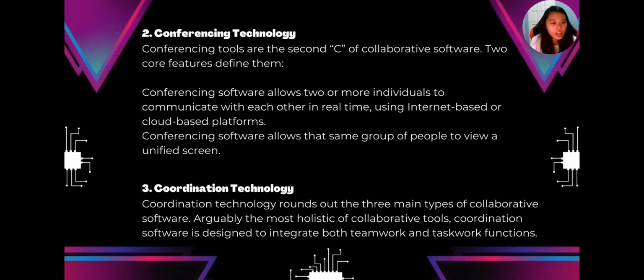Next is conferencing technology. Conferencing tools are the second C of collaborative software. It is the second component distinguishing conferencing technology from sheer communications technology. Depending on the software used, conferencing technology allows everyone to access, make changes, and work on the unified screen all at once, or for a single presenter to control screen movements and functions, such as during a presentation.